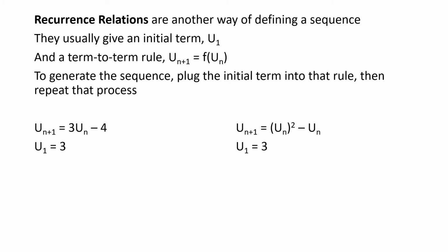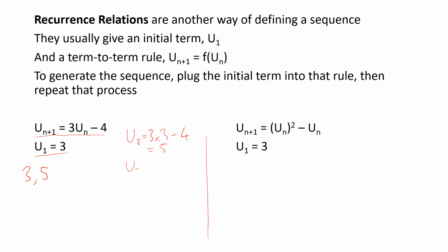Let's look at this as an example. We've got our term-to-term rule is to do 3 lots of the previous term, so 3 times un, minus 4. And we're starting with 3. So there's our u1. So if we wanted to find u2, we should do 3 times that 3 and take away 4, which would give us 5. So our second term is 5.